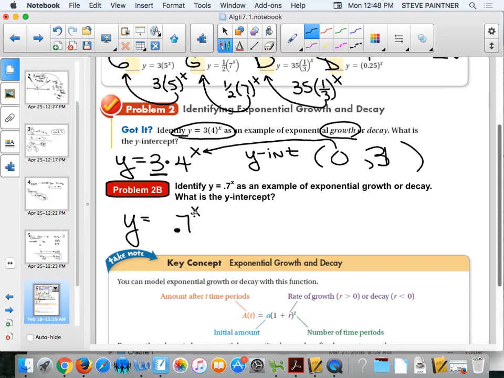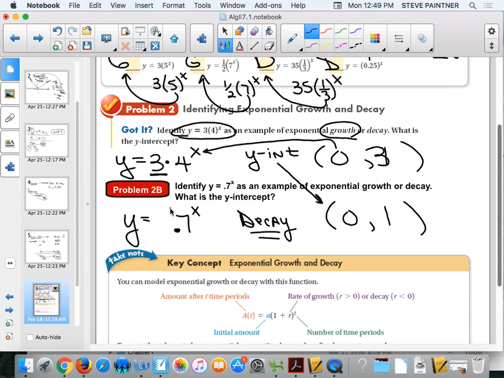Any guesses on growth or decay? 0.7 is less than 1. So it's what? Decay. Okay. That y-intercept is 0 goes in. What's the answer? It's 1. So you're saying 0.7 to the 0 is 1, but I thought it was the A value. 1 is the A value.